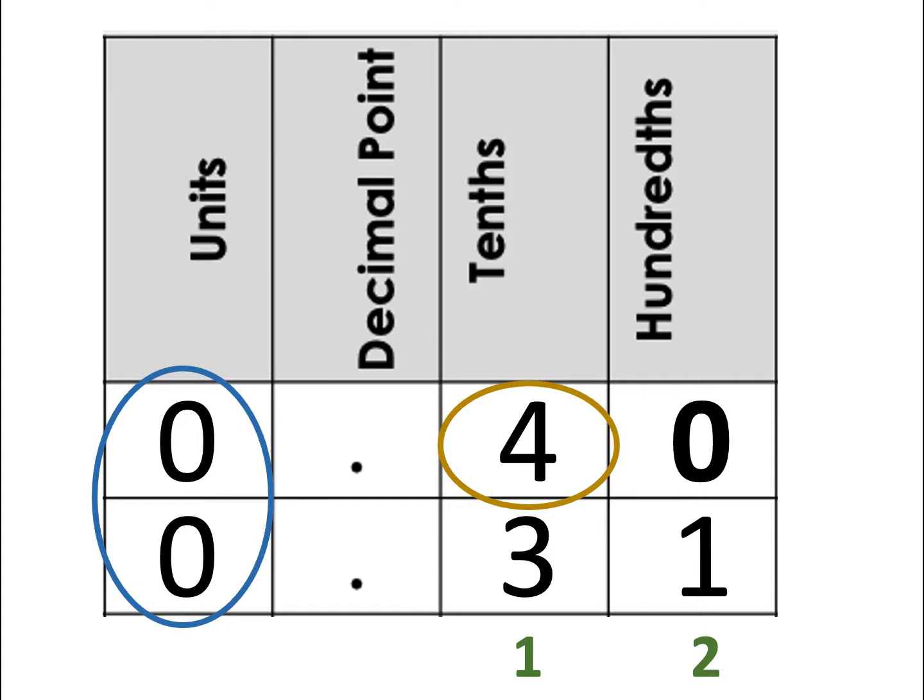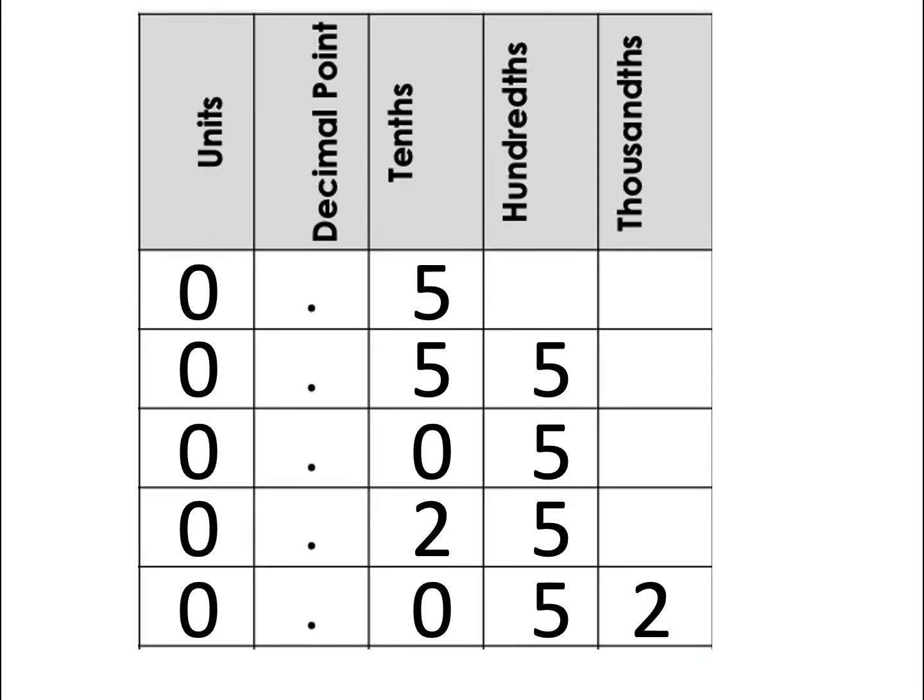Have a look at this question. Place these numbers in order with the smallest first. Let's first ensure that they all have the same number of decimal places. 0.052 has 3 decimal places. Therefore, all the other numbers have to have 3 decimal places. We will add placeholders to the decimals so they all have 3 decimal places.